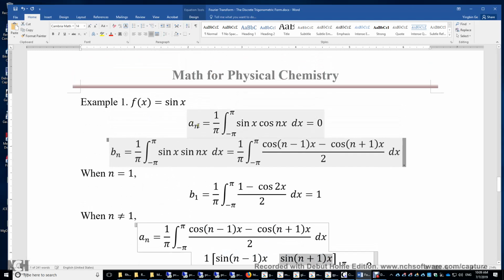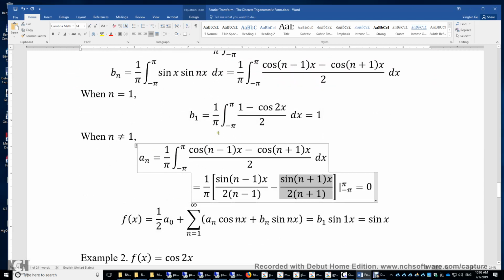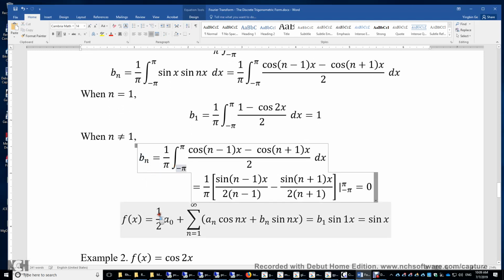We just proved that a sub n is always 0. And how about b sub n? Only b sub 1 is 1, and b sub n is 0 in case this n is different from 1. Sorry about this mistake here. So therefore, we learned that in this infinite series, there's only one non-zero term, which is just b sub 1 times sine 1x, which happens to be sine x. And we just verified f(x) equals sine x.